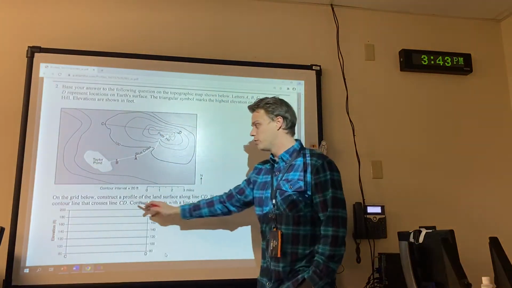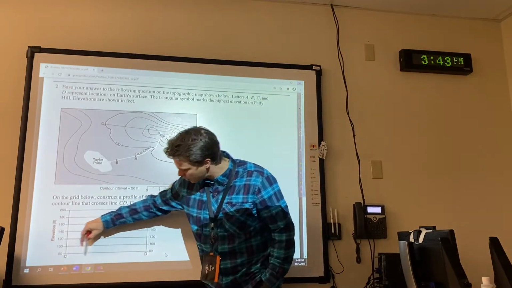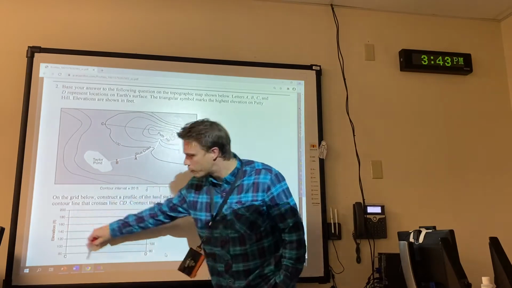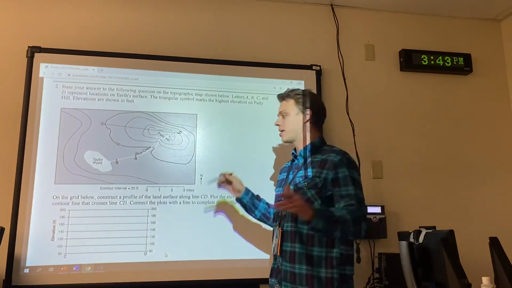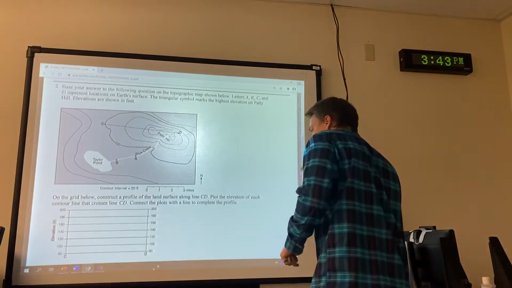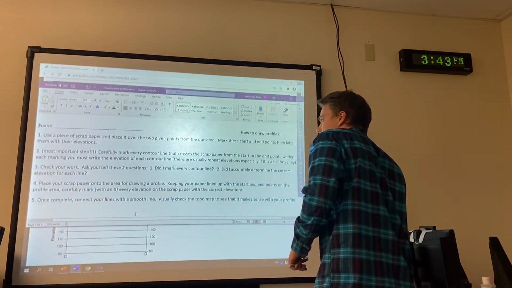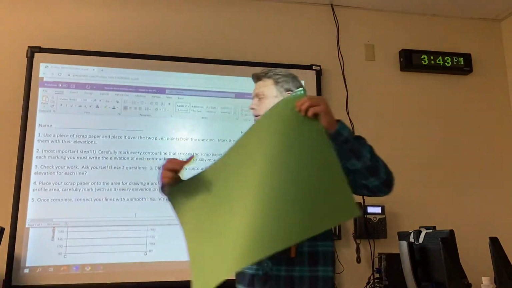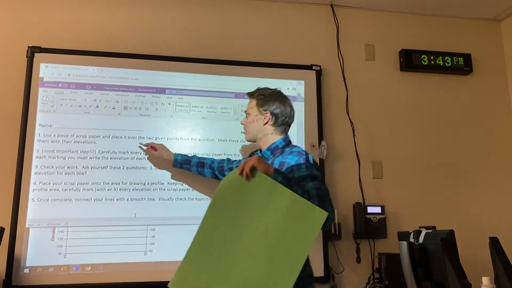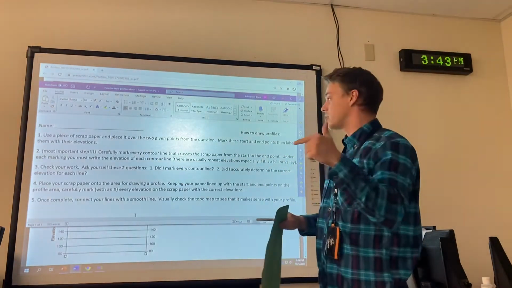So make sure that you're looking at what they give you and double check, okay, there's C and there's D, where we're going to be constructing the profile at the end, just so I don't make any mistakes. Now, luckily, we have steps that help us never make any mistakes with this. So let's take a look at them. Use a piece of scrap paper and place it over the two given points from the question. So that was C and D.